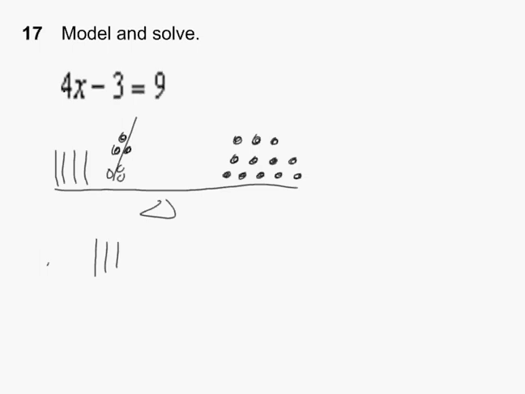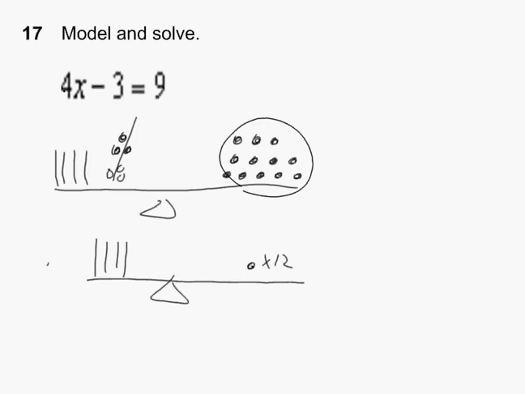I'm going to be left with 4x over here equals, and I'm not even going to draw them again. I'm just going to go, that's 9, 10, 11, 12. That's 12. And if 4x's have a weight of 12, then each x must have a weight of a quarter of that, which would be 3, and therefore x equals 3.